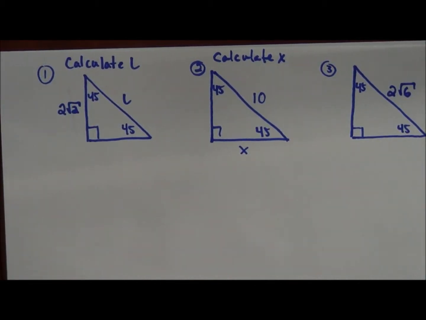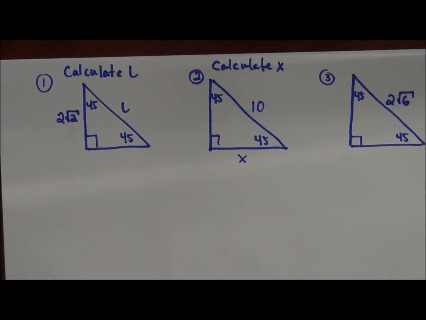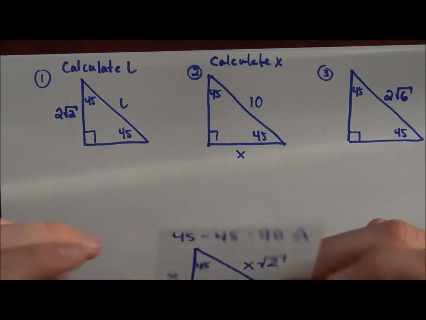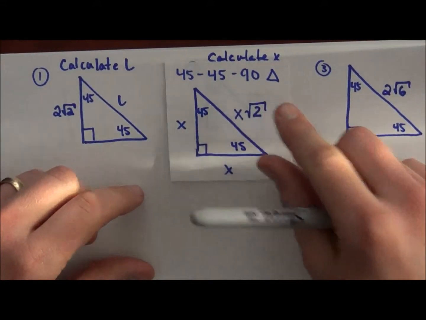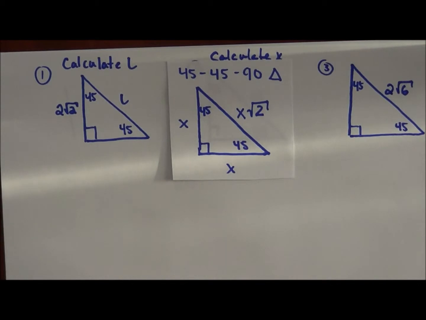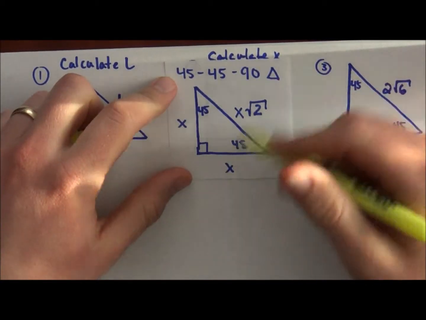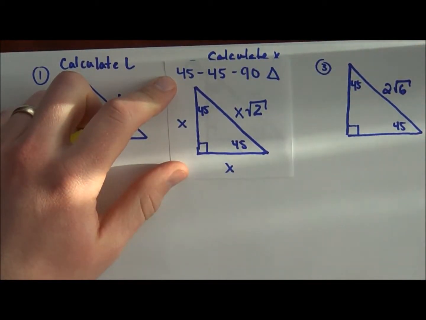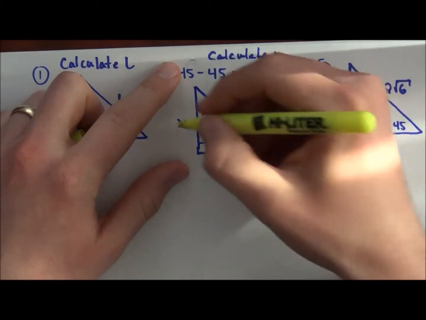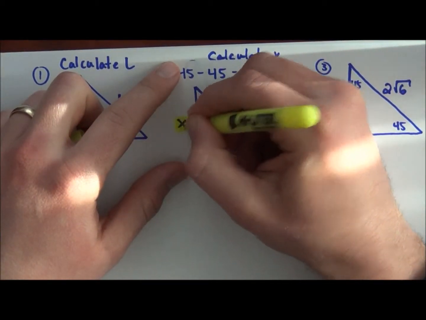Okay, how you doing? We're going to talk about 45, 45, 90 special triangles. One thing I definitely want to talk about is this little tool that I've got here, which is basically just a triangle with the 45, 45, 90 special triangles on it. First things first, I'm just going to highlight a couple of things.